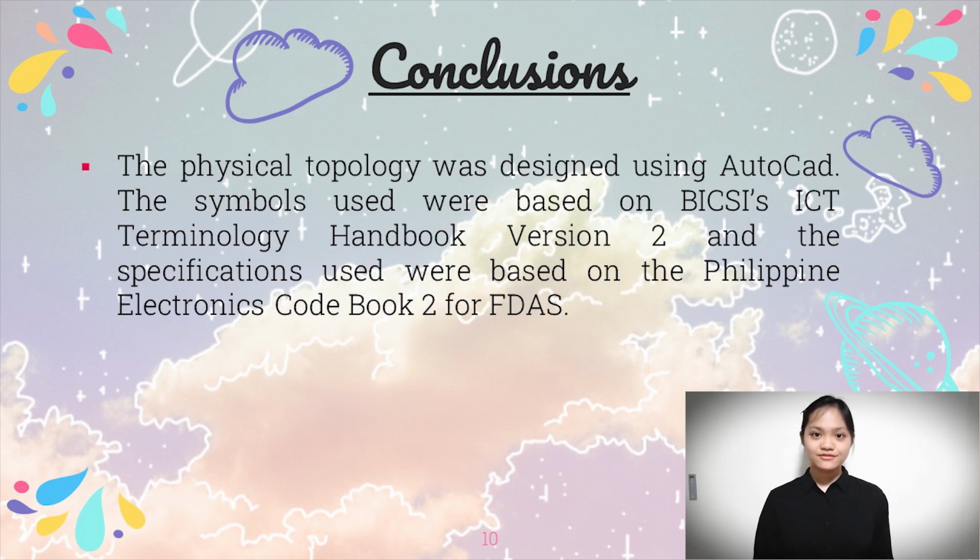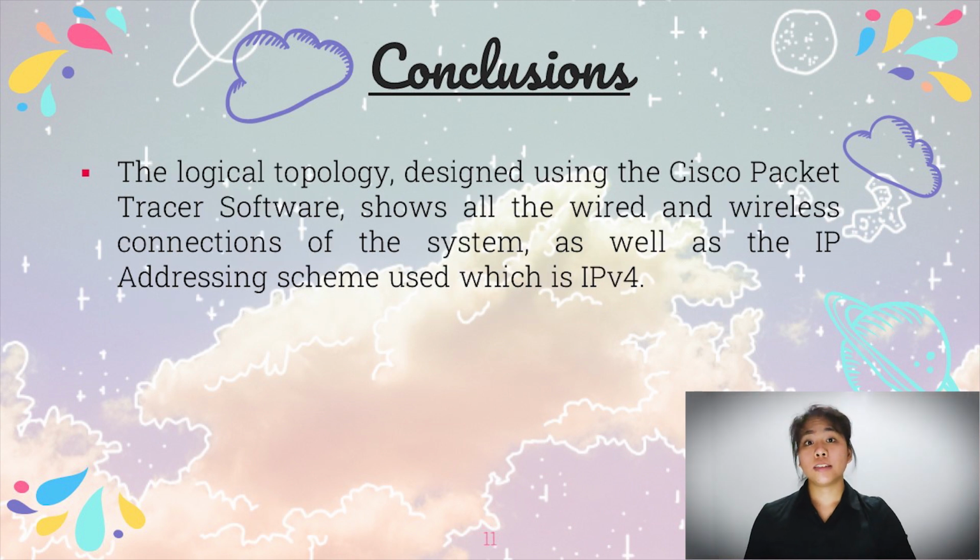For the third objective, the physical topology of electronics plan was designed using AutoCAD. One access point is placed on each floor, and the wireless smoke detectors are placed on 2 rooms per floor. The symbols used were based on PECE's ICT Terminology Handbook version 2, and the specifications used were based on the Philippine Electronics Code Book 2 for FTES. The logical topology, designed using the Cisco Packet Tracer software, shows all the wired and wireless connections, as well as the IP addressing scheme used, which is IPv4.